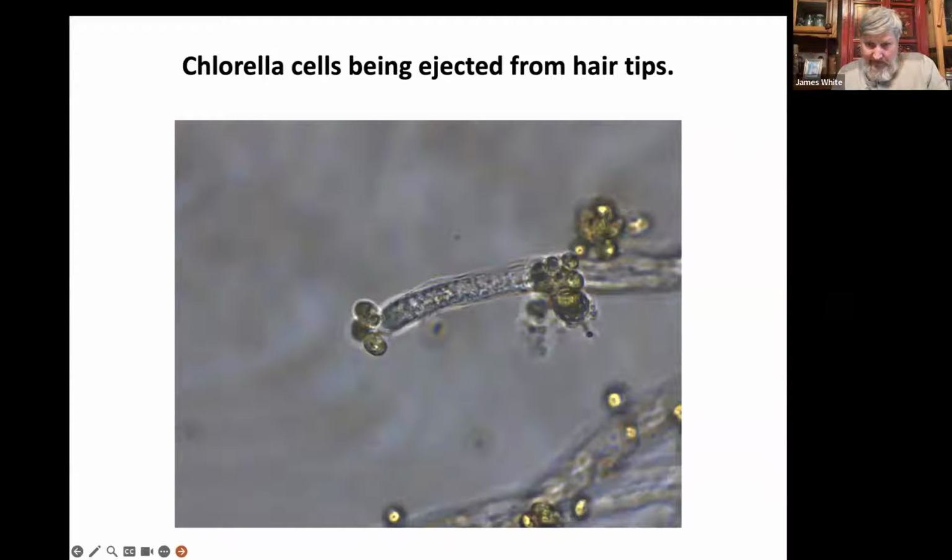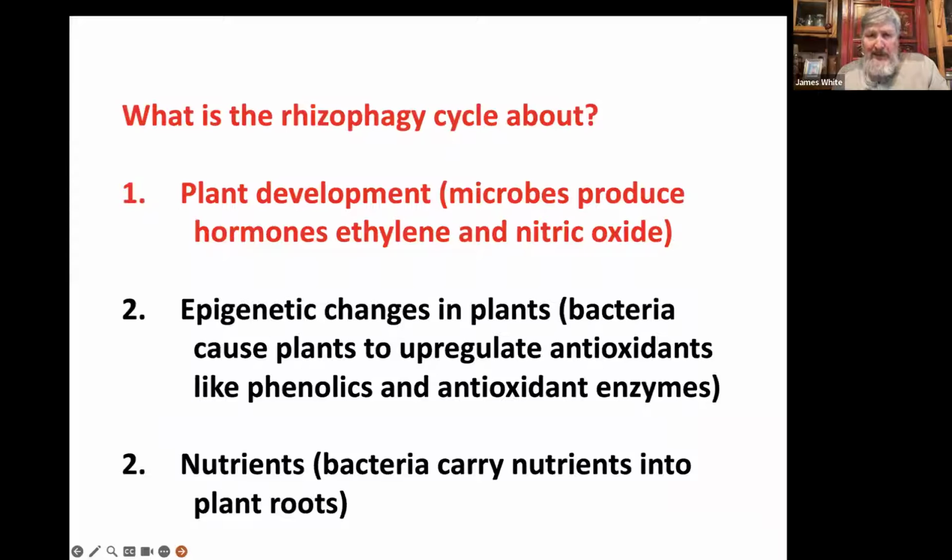There's another one that shows that. You can see those bacteria accumulating, growing at the tip. You can see some of them are small too, so they're not giant. They're much bigger than bacteria, but they're not totally giant. They have a small stage. So what is the rhizophagy cycle about? Well, for one thing, it's about nutrients.